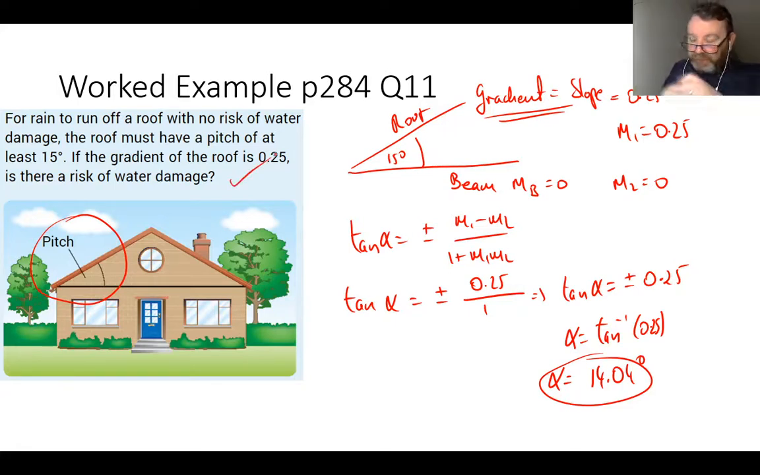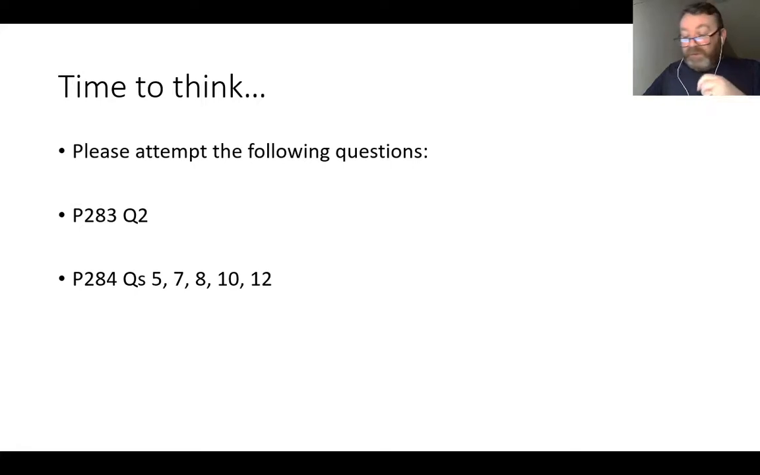Yes, there is. For the very simple reason that the angle required, the pitch of the roof, comes out to be actually 14.04 degrees, which is way less than the required 15 degrees or more to get the water to run off properly.